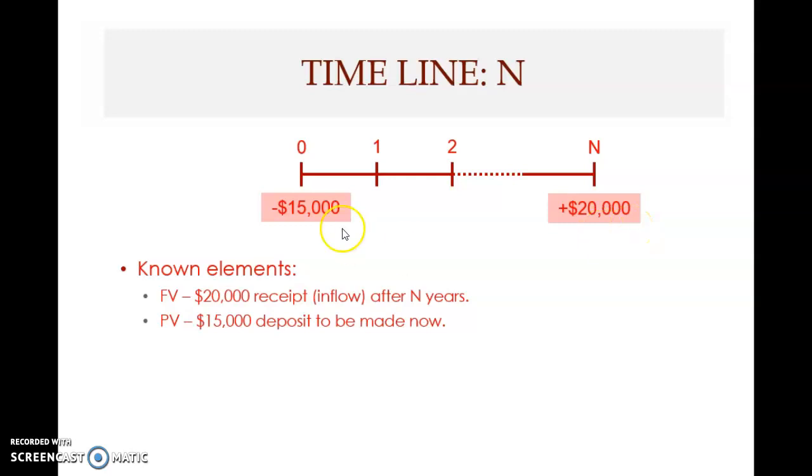But this is what you deposit in terms of your investment. This is positive, this is negative. So $15,000 deposit to be made now. That is the second known element. This is the present value. Now, the third.